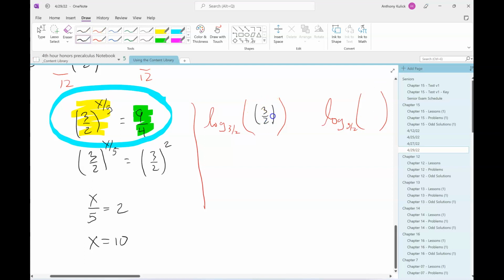And oftentimes, I don't know if I want to say easier, but the more obvious route, sometimes it's quite difficult to rewrite. In this case, 9 over 4 is something with the base 3 over 2. Sometimes the exponent there could be very difficult to find on your own. If we do it this way, we don't have to worry about finding that. You just plug it into the calculator. Yes, we will be using our calculator in just a moment.